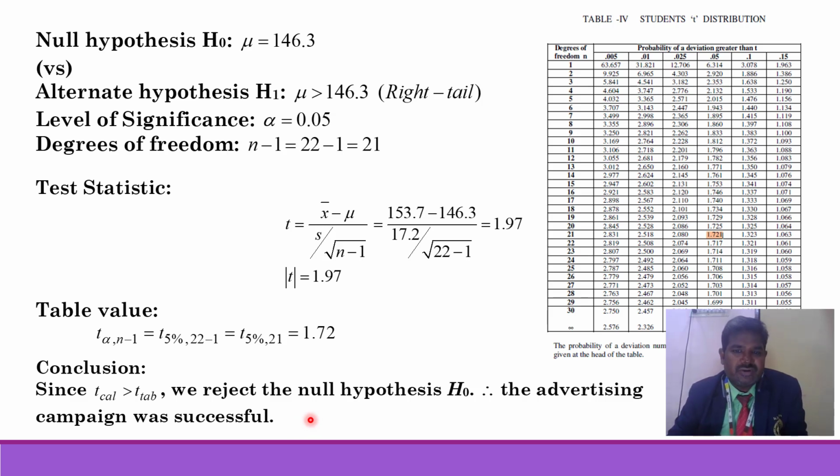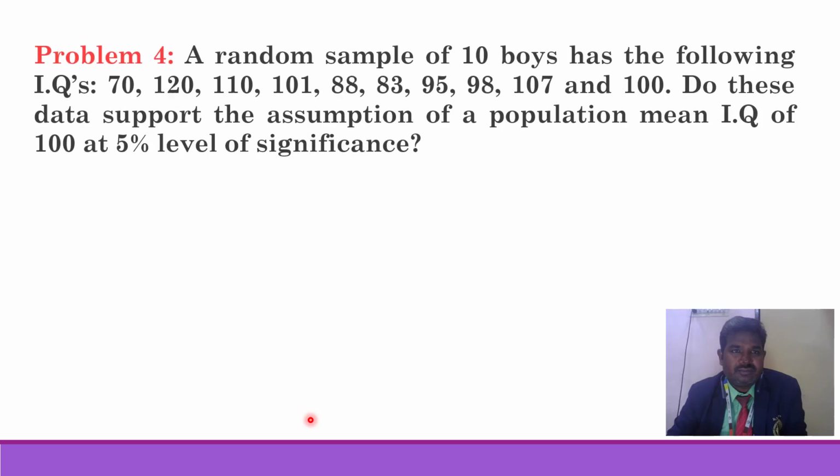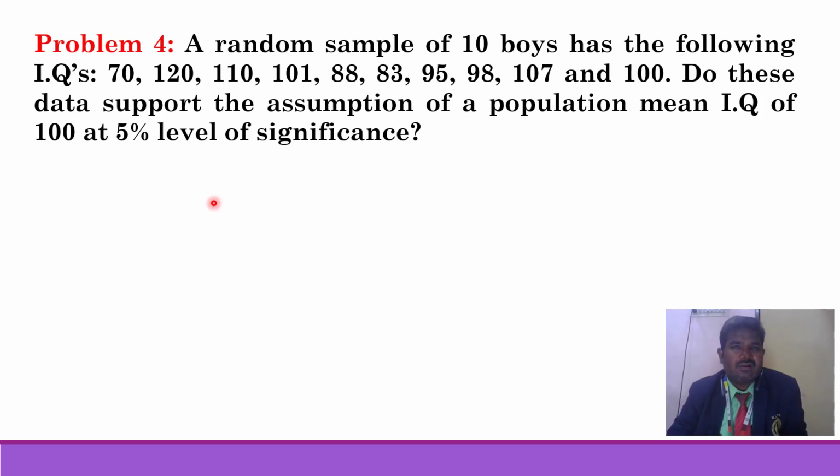One more problem we are going to see. A random sample of 10 boys has the following IQs: 70, 120, 110, 101, 88, 83, 95, 98, 107 and 100. Do this data support the assumption of the population mean IQ of 100 at 5% level of significance?